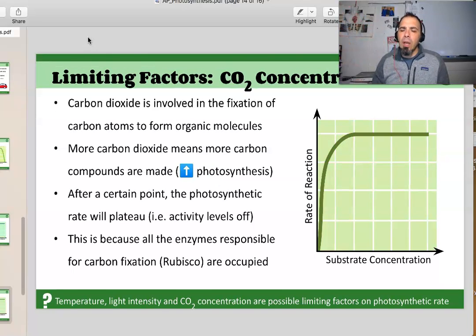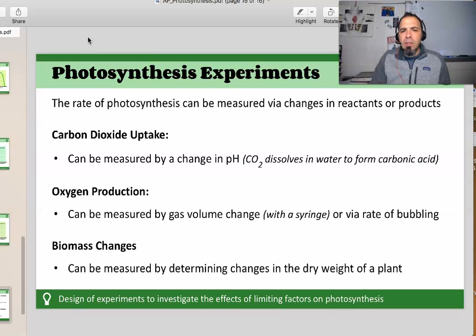And we talk about CO2 concentration. Carbon dioxide is involved in the fixation of carbon atoms to form organic molecules like glucose. And so more carbon dioxide means more carbons are made. After a certain point, though, the photosynthetic rate will plateau. This is because all the enzymes responsible are occupied. So when we talk about photosynthesis experiments, we can look at carbon dioxide uptake, oxygen production, and biomass changes. Again, we are probably going to be looking at oxygen production because we'll be able to see them float if we get to the lab.